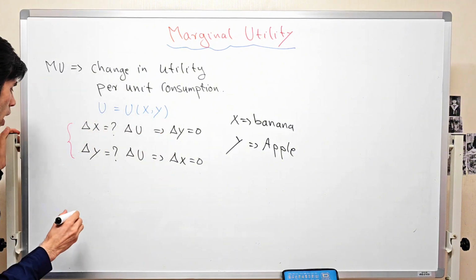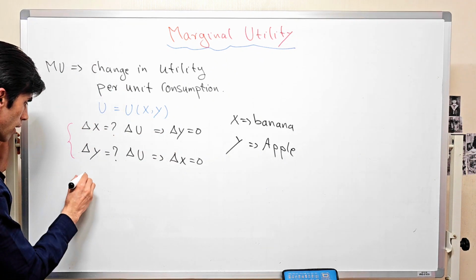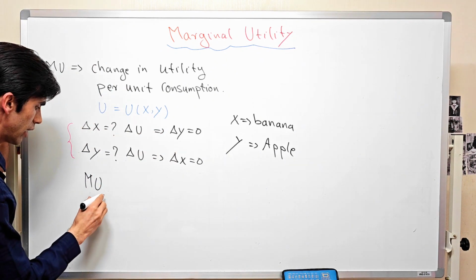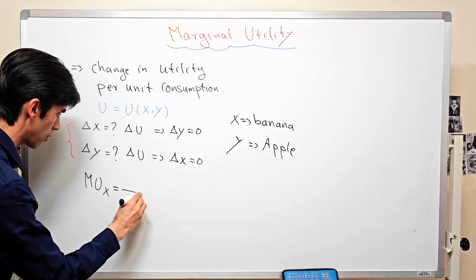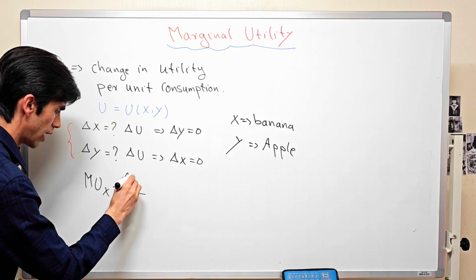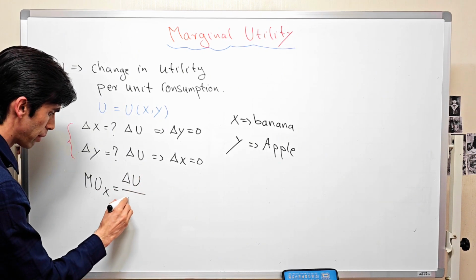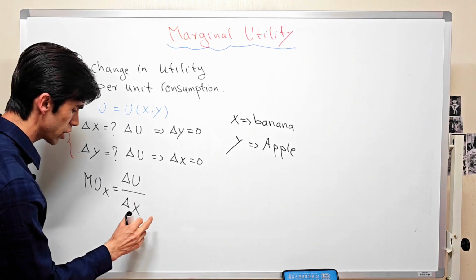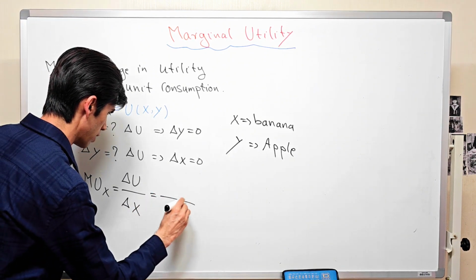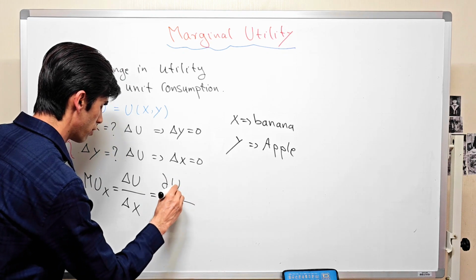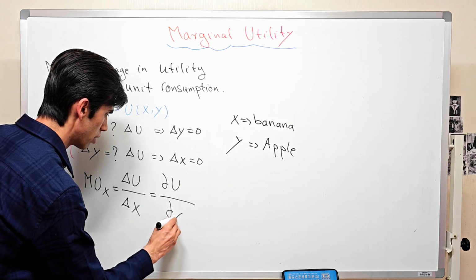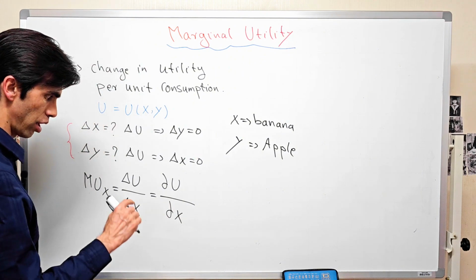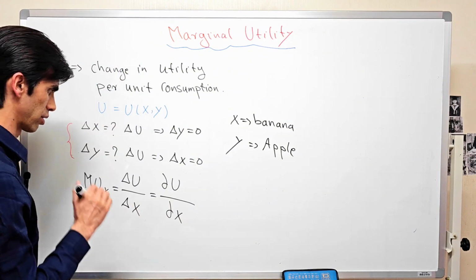So now, let me provide you the formula. The marginal utility of x is equal to the change in utility per unit of consumption of x. And when the change is very small, we can use the partial derivative, which is the partial derivative of utility with respect to x.